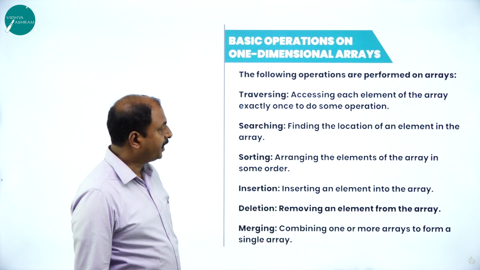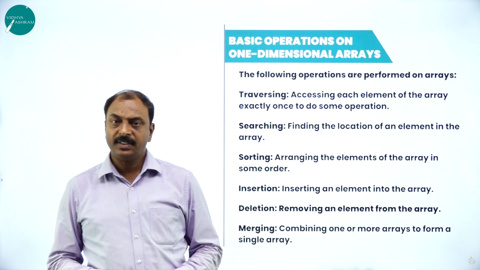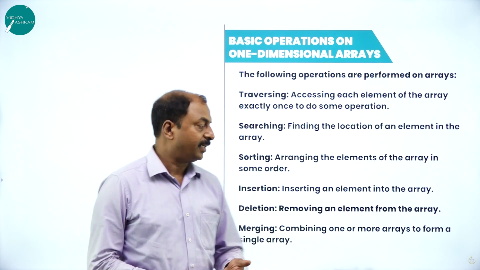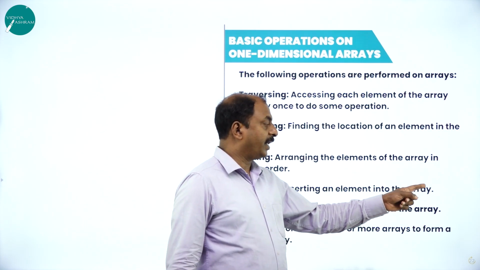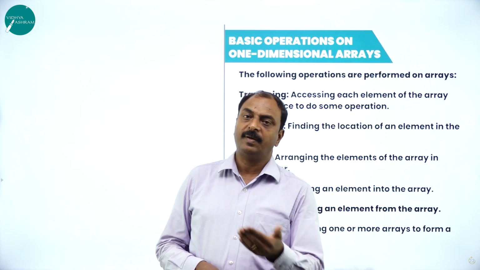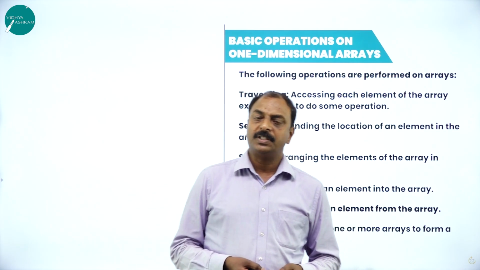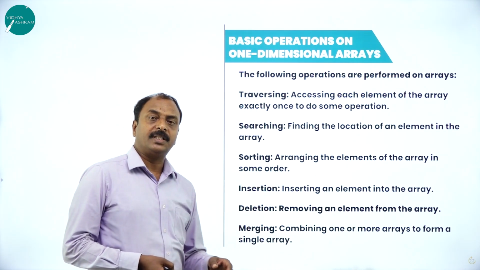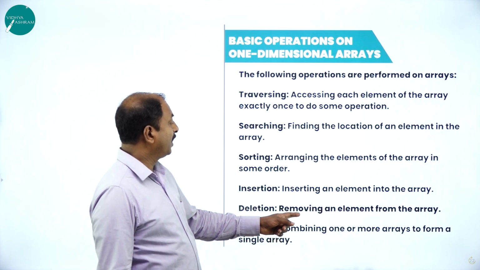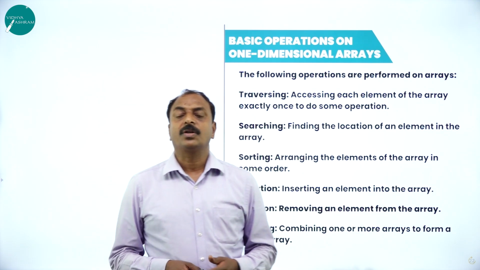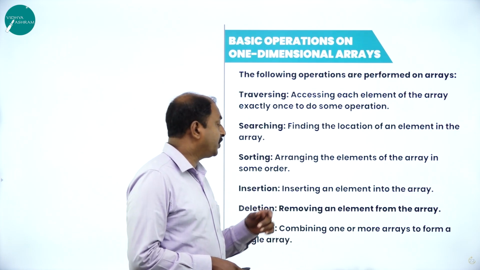Next, sorting. Sorting is arranging the elements of an array in some order. Here, some order means either ascending order or descending order. That is the sorting operation. Insertion operation: inserting an element into an array. Suppose there are 10 elements in an array and I want to add one more data item into the array, it is possible with the insertion operation. Deletion operation is removing an element from the array. So deleting an existing item from an array is the deletion operation.